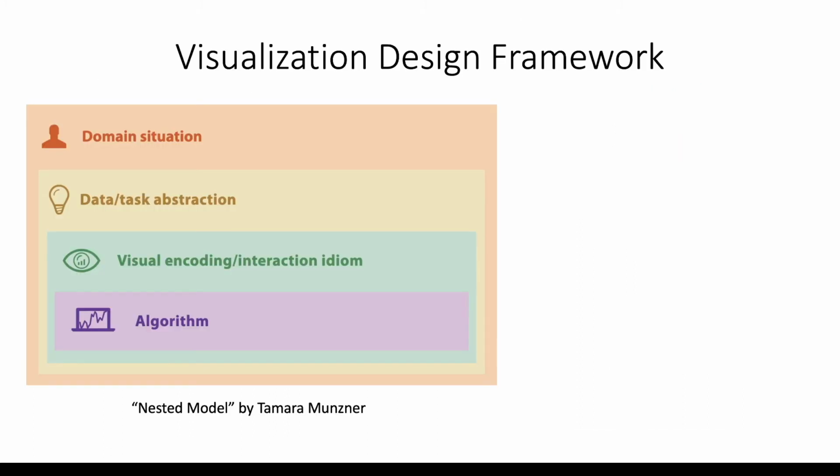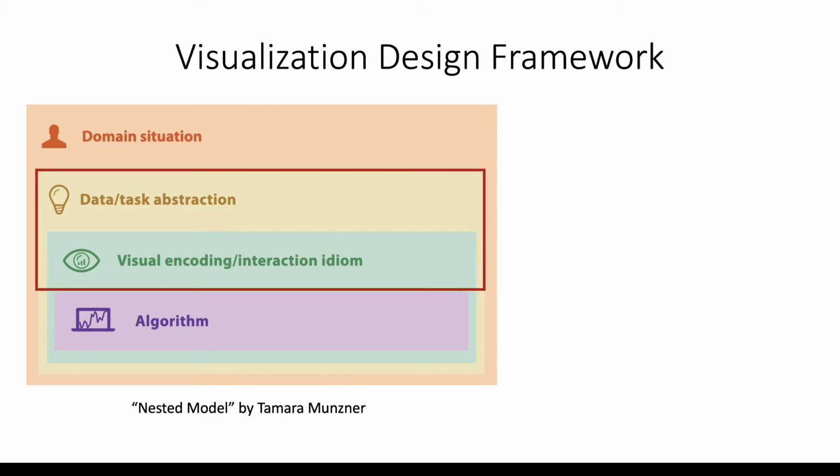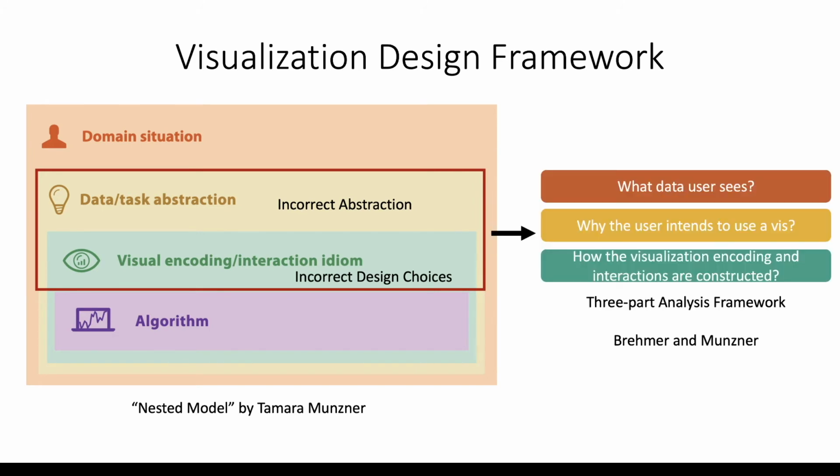To assist visualization practitioners in conducting design studies, Tamara Munzner proposed the nested model of visualization design. Within the model, our work sits at the data and task abstraction and visualization encoding stage. These stages are important because an error at these stages can lead to an incorrect task abstraction or incorrect visual design. Therefore, to support these stages further, Brehmer and Munzner proposed a three-part analysis framework that can act as a secondary scaffold to guide practitioners through this process.